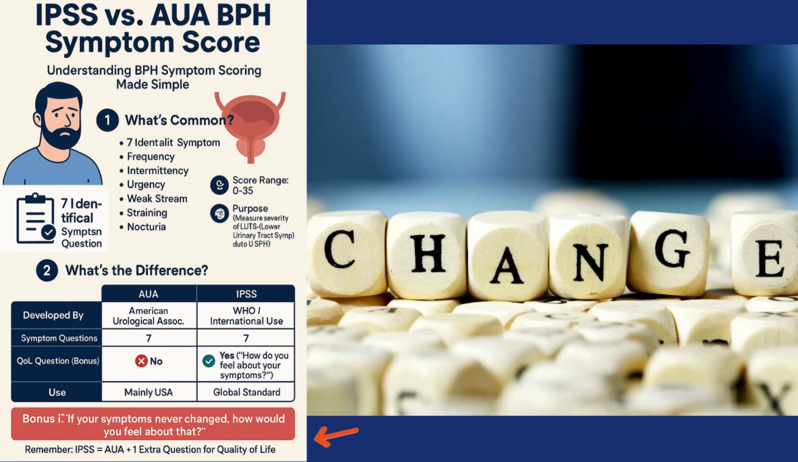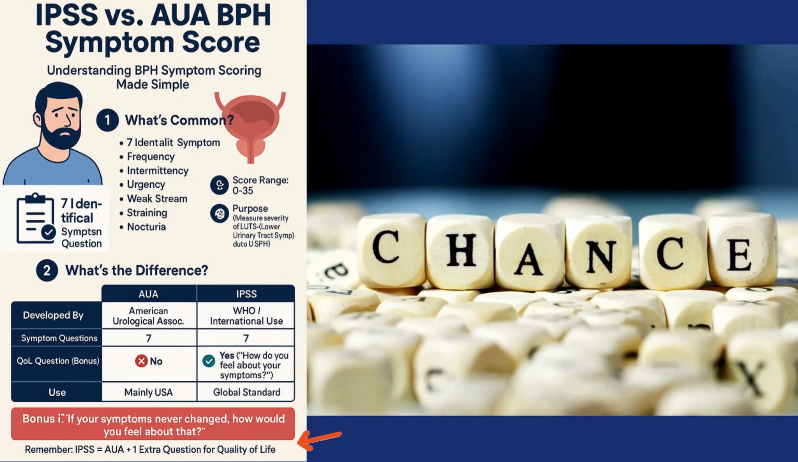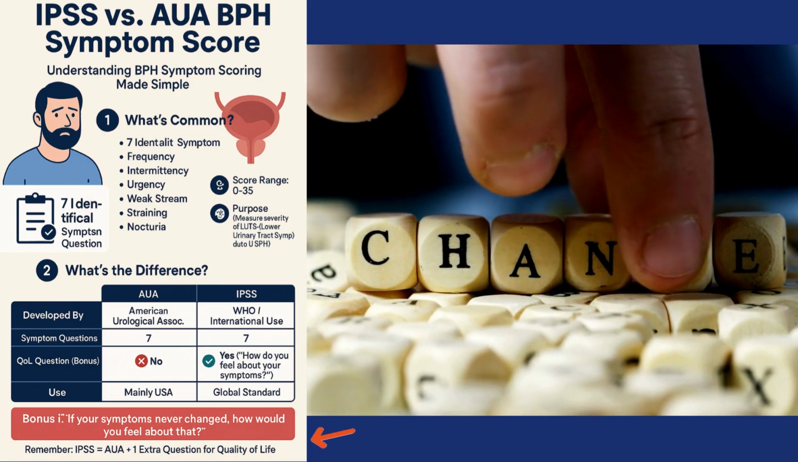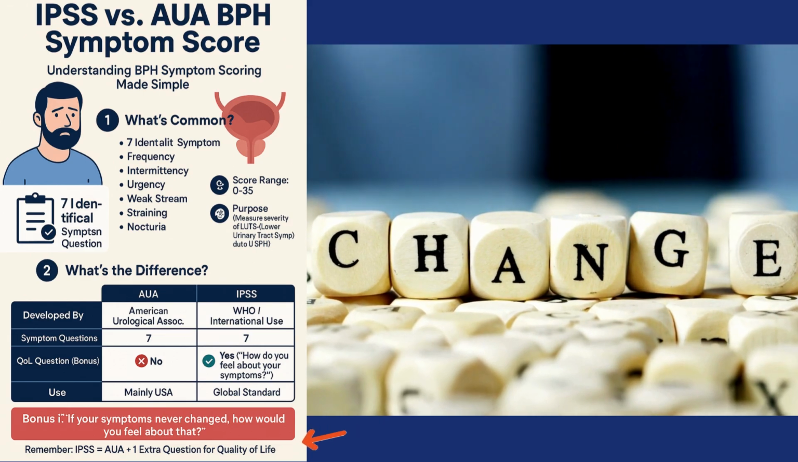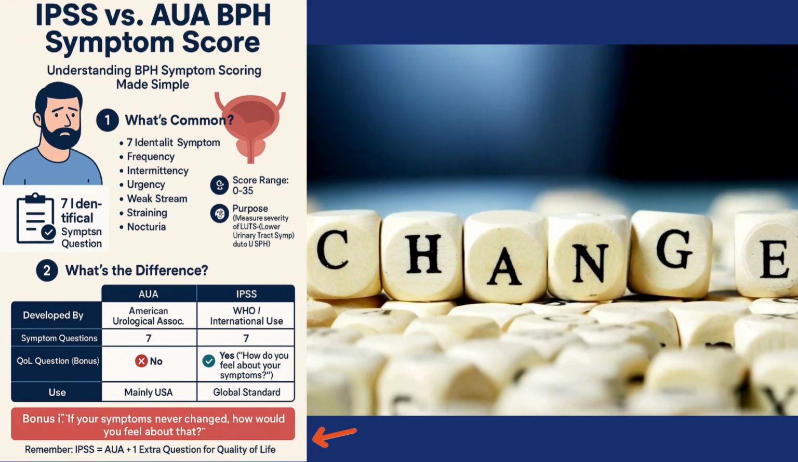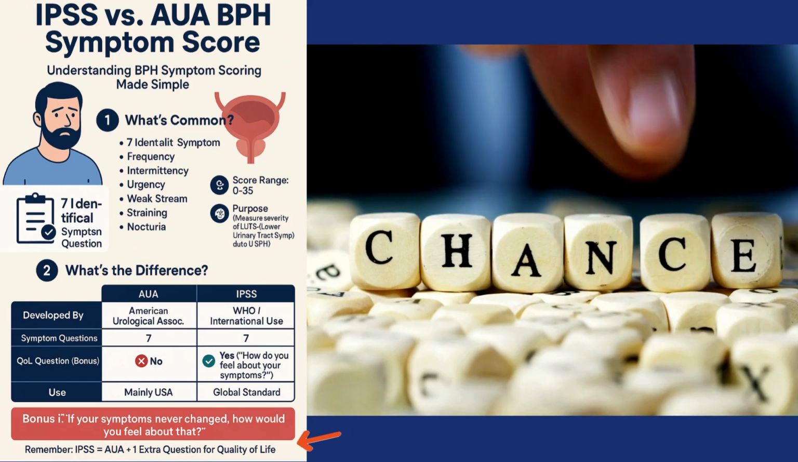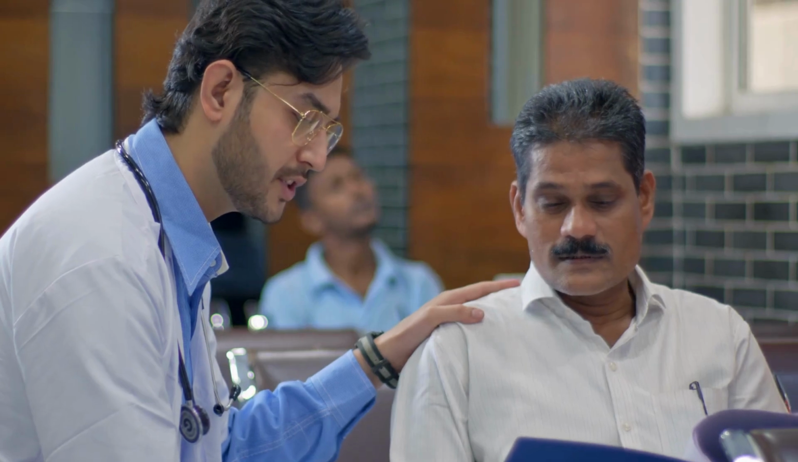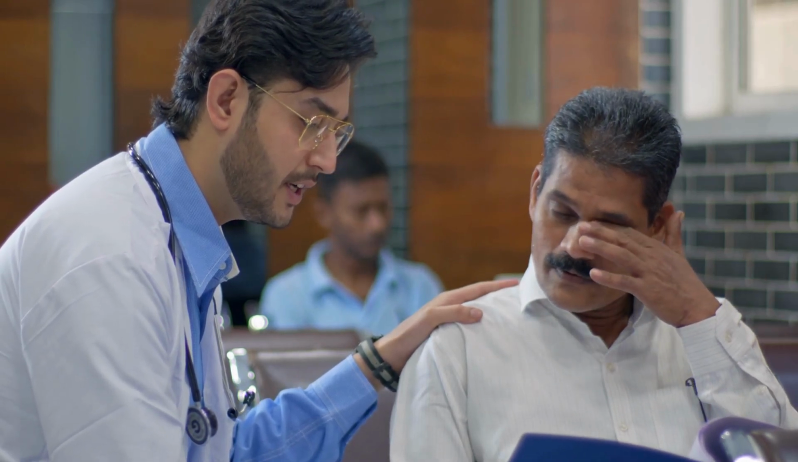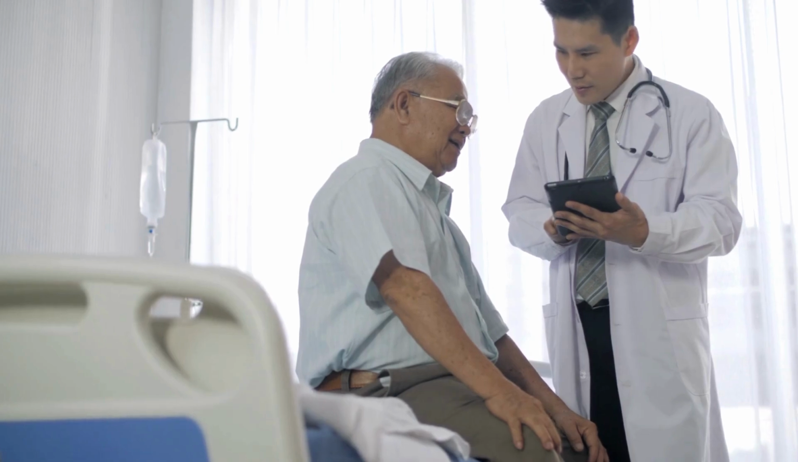And finally, as discussed earlier, the quality of life question is added at the end of this AUA symptom score, which became the IPSS. In conclusion, the IPSS is equal to the AUA symptom score plus 1 QoL question, that is the quality of life question. Now let's see a bit more on the diagnosis.